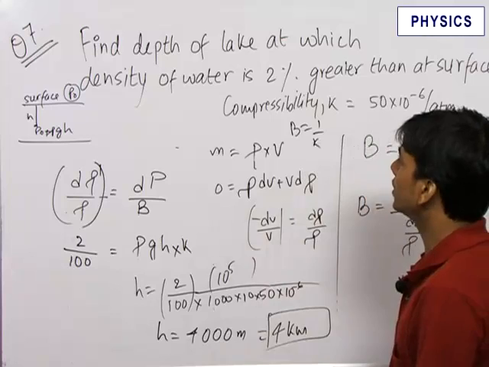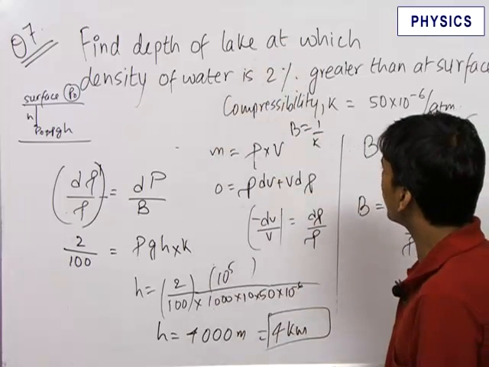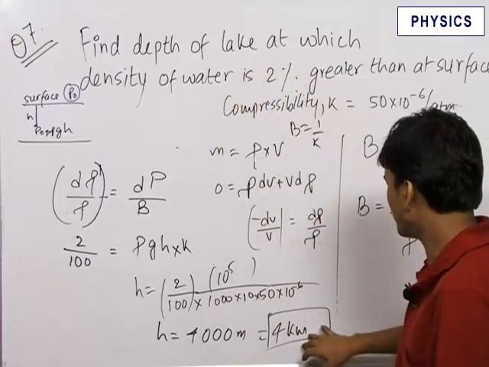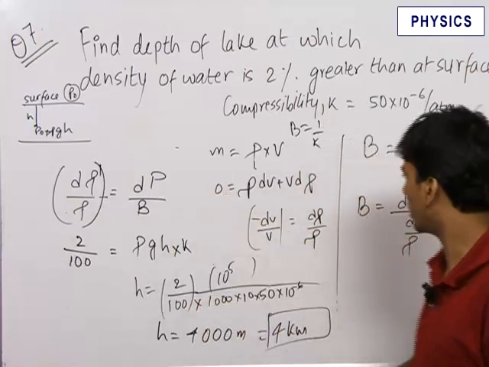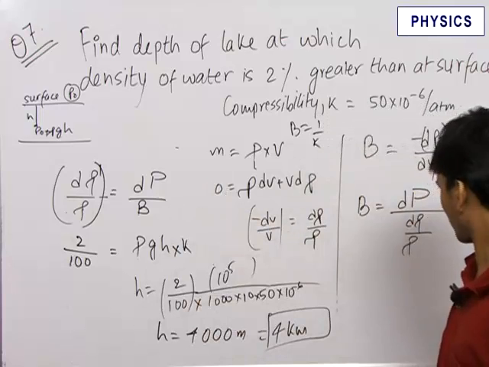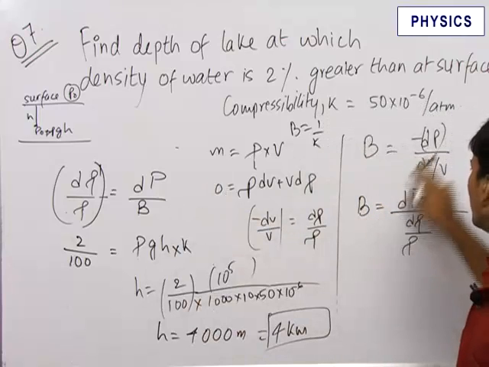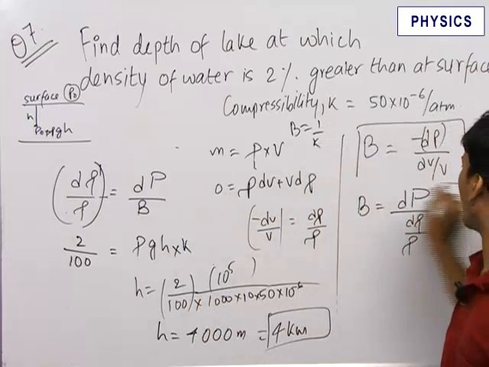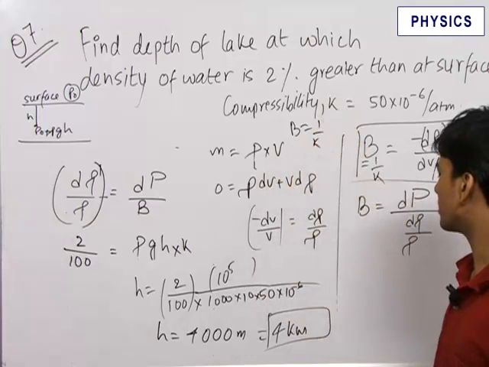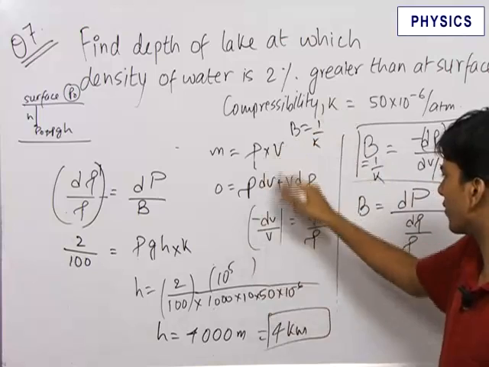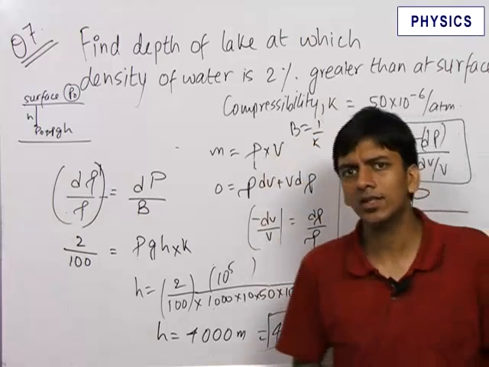So the final answer for the depth of the lake at which the density of water is 2% greater than at the surface comes out to be 4 kilometers. The important thing you should have learned from this question is that B is equal to -dP/(dV/V), and this formula was used here, and B is always equal to 1 upon compressibility. Using these two formulas, we just differentiated this equation to get the final answer as 4 kilometers.